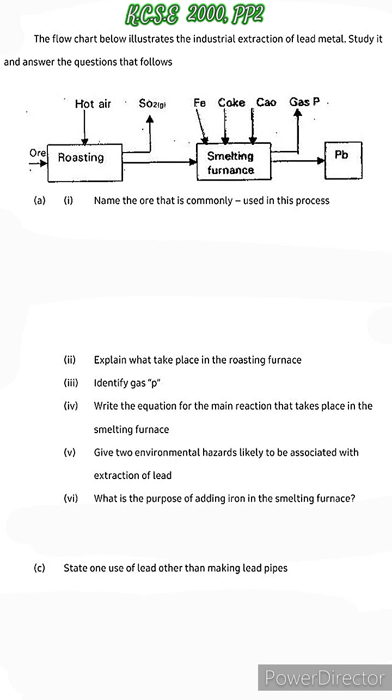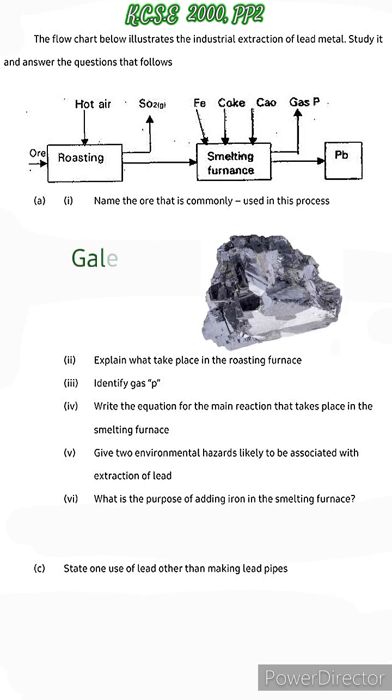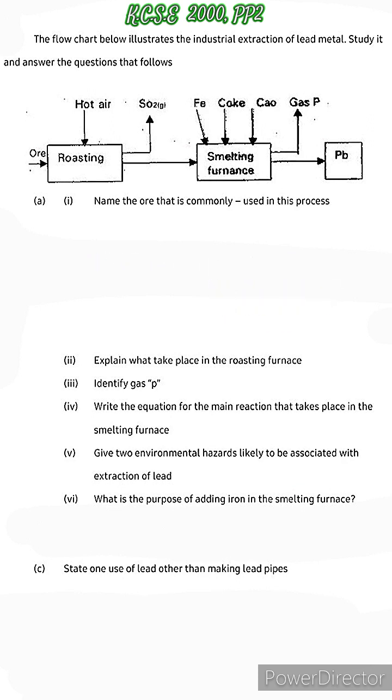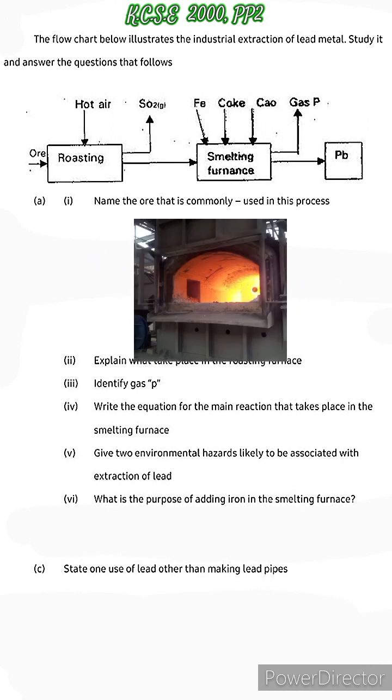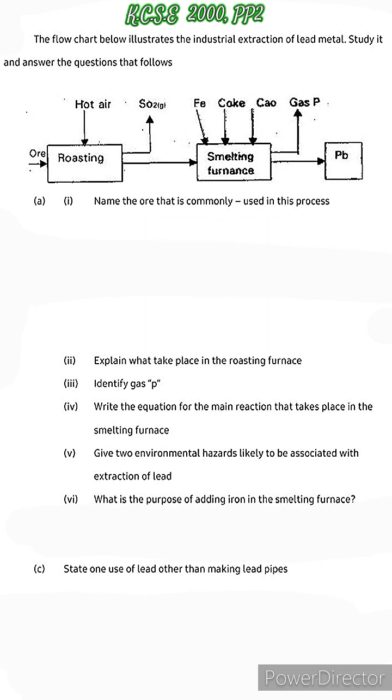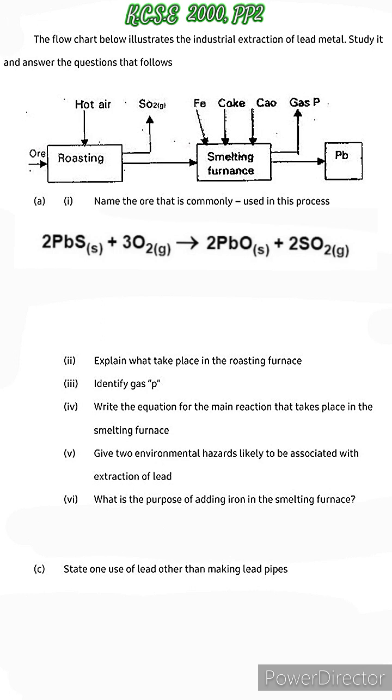Now, before tackling the questions, let us go through the flowchart. So our origin is the ore. Now, lead has several ores, but the main ore from which lead is extracted is galena, which is lead 2 sulfide. So the ore is being fed into a roasting furnace. A roasting furnace simply means a furnace where the ore will be heated in the presence of oxygen. Lead 2 sulfide reacts with oxygen to form lead 2 oxide plus sulfur 4 oxide.